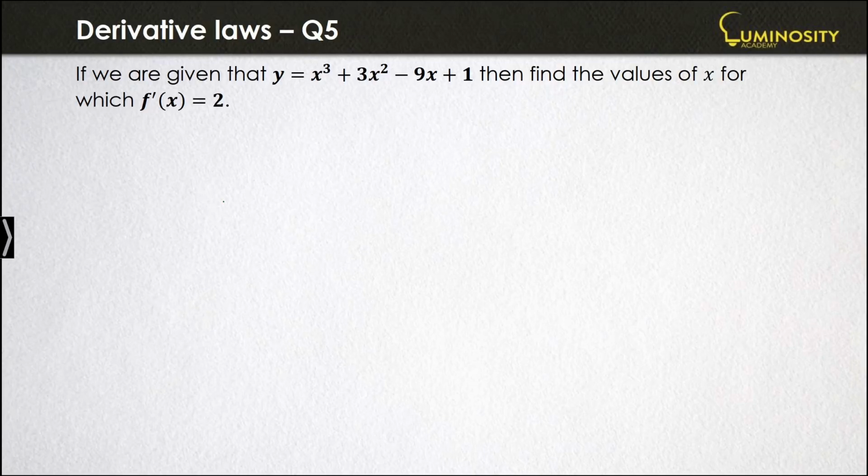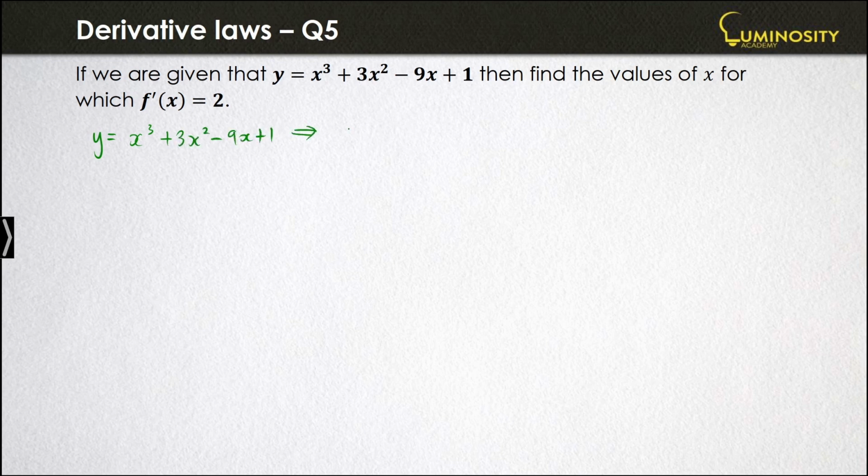Let's have a look at question 5. If we are given that y equals x cubed plus 3x squared minus 9x plus 1, then find the values of x for which the first derivative is equal to 2 at that point. Okay, so first of all, I have y equals x cubed plus 3x squared minus 9x plus 1.